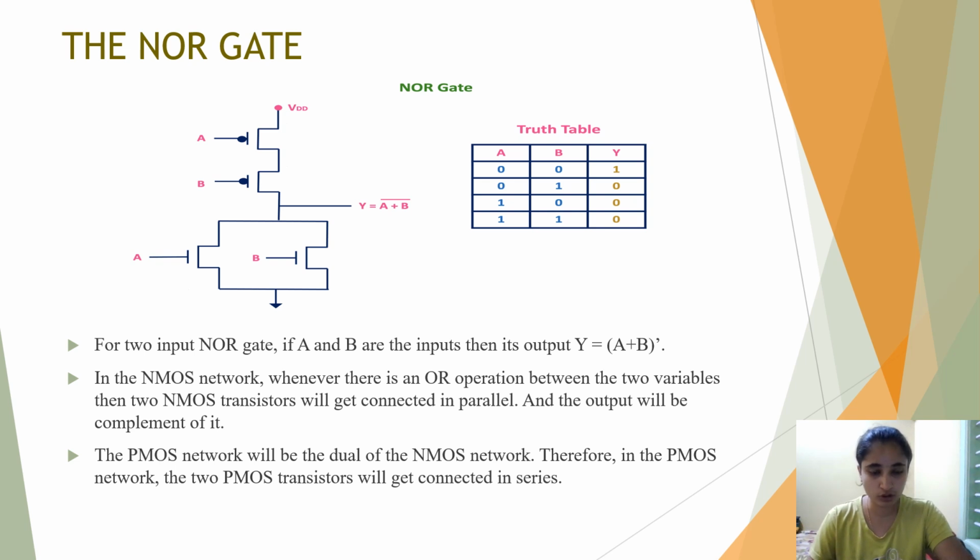For the two input NOR gate, if A and B are the inputs, then its output is Y equals (A plus B) whole bar. So in the NMOS network, whenever there is an OR operation between the two variables, then the two NMOS transistors will get connected in parallel, and the output will be the complement of it. The PMOS network will be a dual of the NMOS network. So therefore, in the PMOS network, the two PMOS transistors will get connected in series.